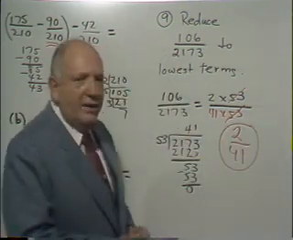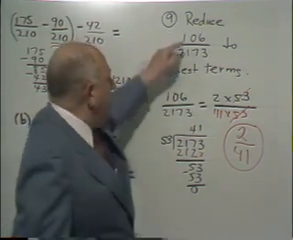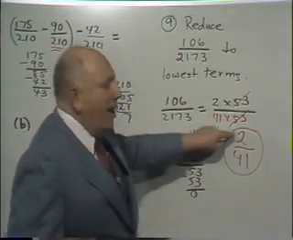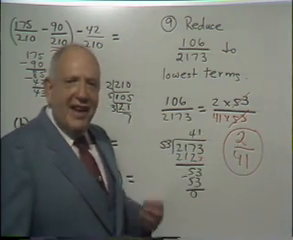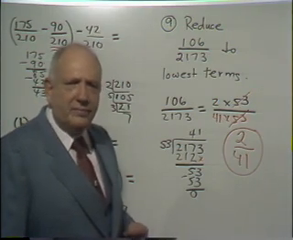2 over 41. And notice how much simpler this is. Which would you rather have to keep track of? Taking 106 out of every 2,173 or taking 2 out of every 41? You see the psychological advantage? Even though they're equivalent, one is easier psychologically to handle than the other.